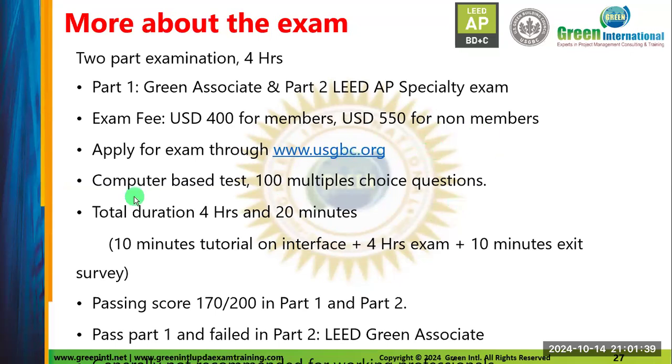The exam will be two parts, 100 multiple choice questions, total duration 4 hours and 20 minutes. Of course, 20 minutes is time not counted. It's a tutorial and survey and so on. Passing score 170 out of 200. It doesn't mean 85%. If you divide this, no, it's not 85. It is just, let's say, a reference of relative performance, something like that.